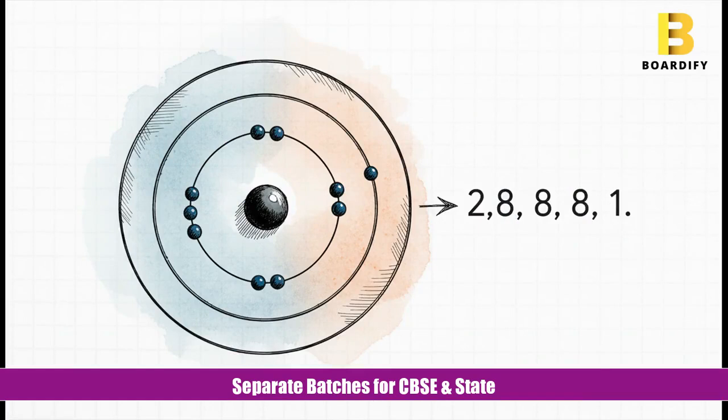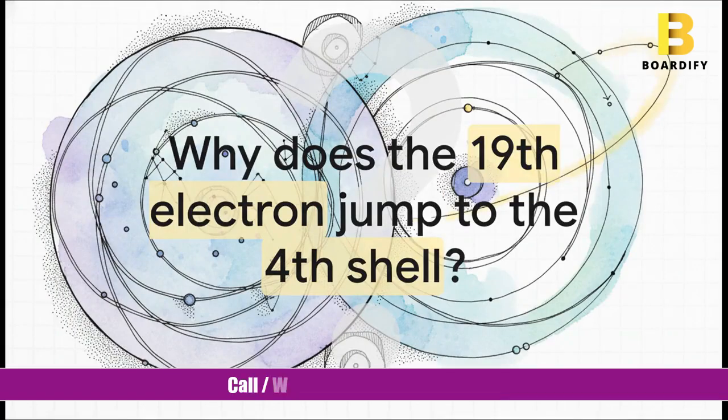Okay, 2 electrons go in the first shell, the K shell. 8 electrons go in the second one, the L shell. Now that leaves us with 9 electrons, so you'd think the configuration would be 2, 8, 9, right? But the actual configuration for potassium is 2, 8, 8, 1. And that's our puzzle. And this is the real heart of the mystery.